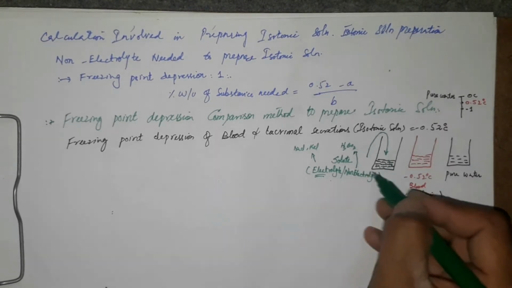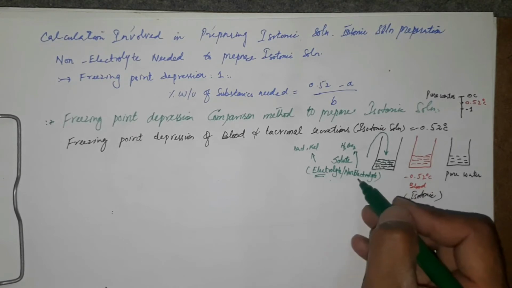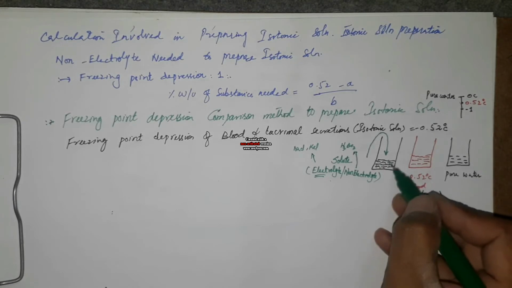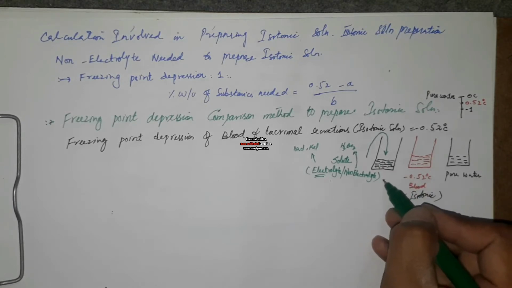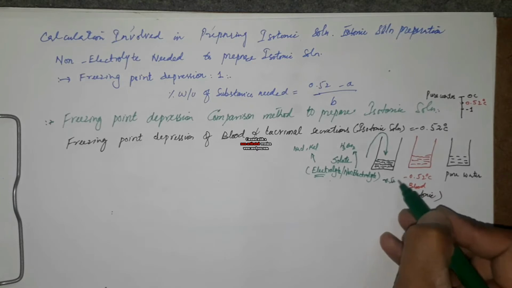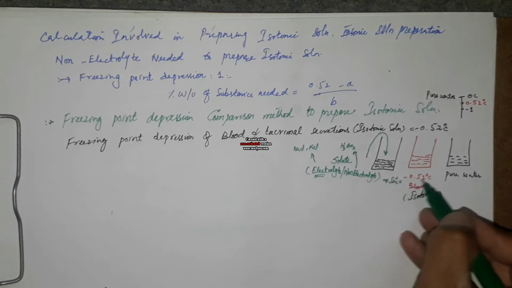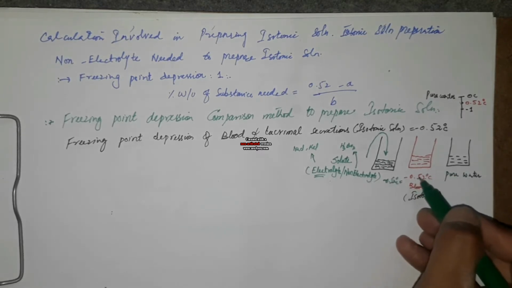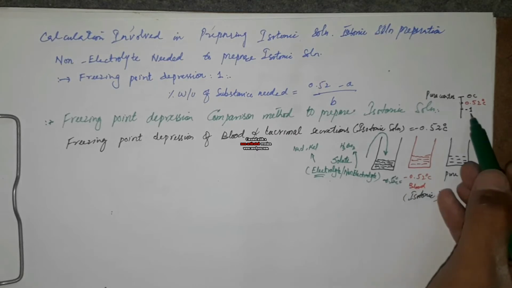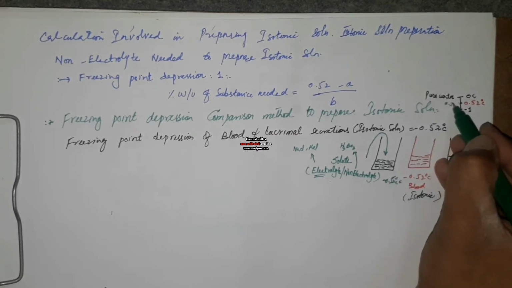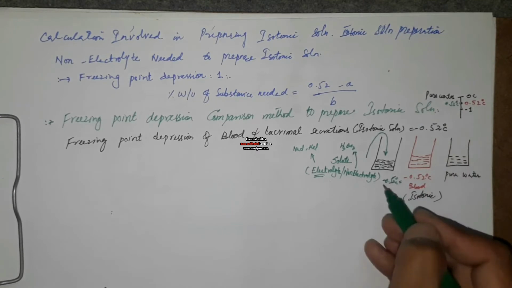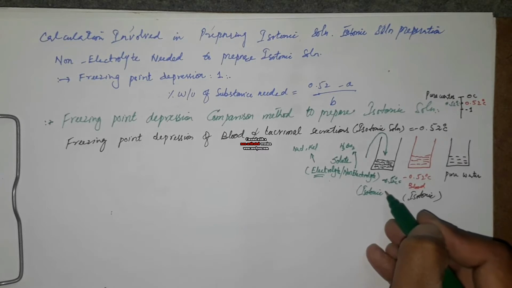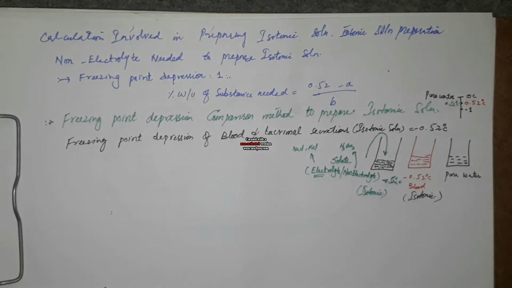But we will add this non-electrolyte or electrolyte to this pure water till its freezing point is decreased to minus 0.52 degree centigrade. Then we will see that both this blood and this solution have equal freezing point depression, or they freeze at equal temperature, that is minus 0.52 degree centigrade. So if this is isotonic, then our solution will also be isotonic. For this we need some hypothesis.